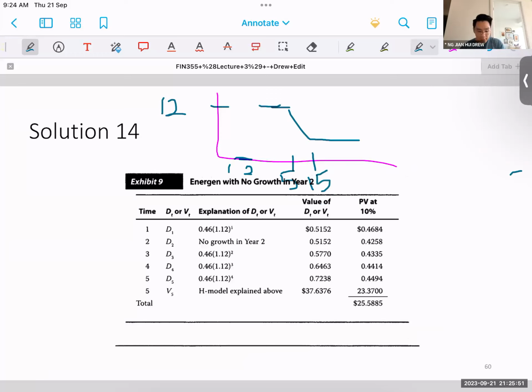So this is year 0, and this one is 7.5. At year 1, it's going to be 12%. Year 2 is going to be 0. Year 3 is going to be 12% again, and 12% until year 5. Then from year 5 to 15, it's going to drop. So this looks a bit scary, right?